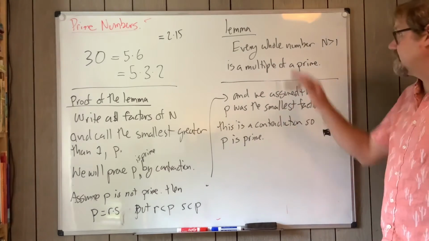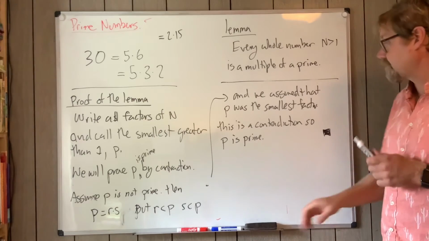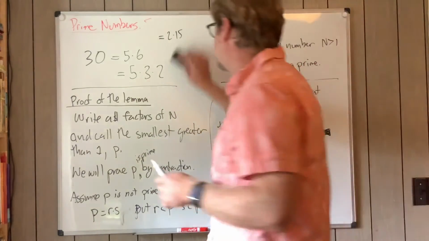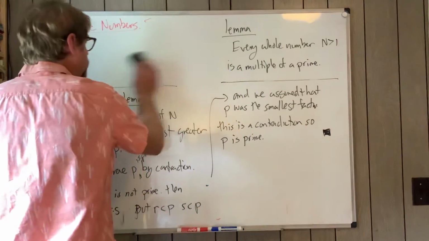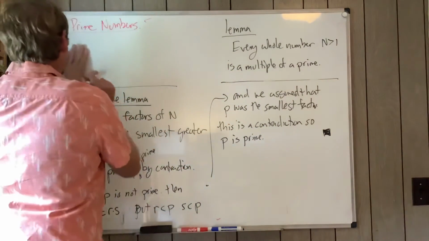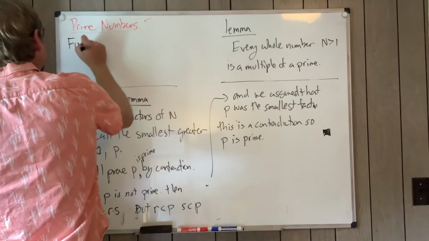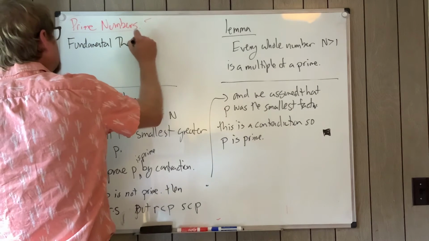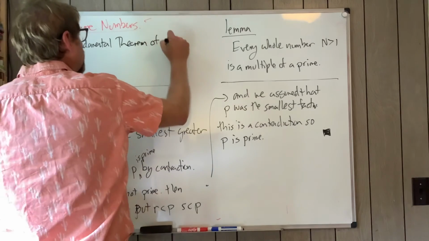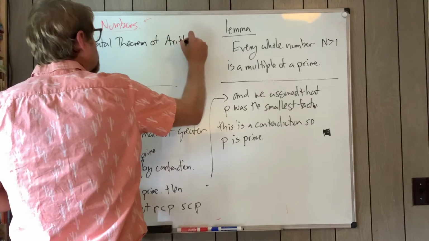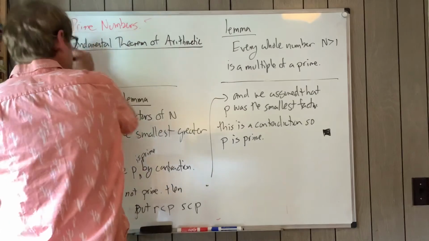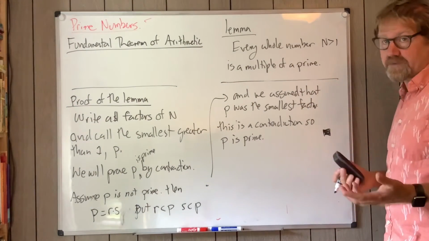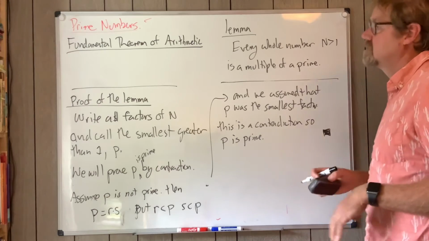Now this doesn't seem that important, except that what we're going to see is a very important theorem, and we're going to use this. This is called the fundamental theorem of arithmetic. Seems pretty important, right? Fundamental theorem. It is pretty important.